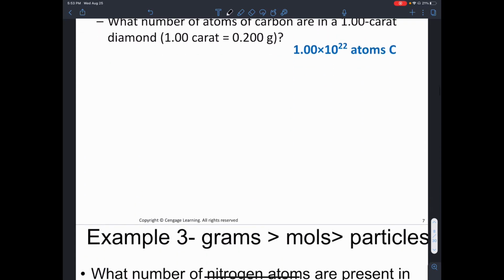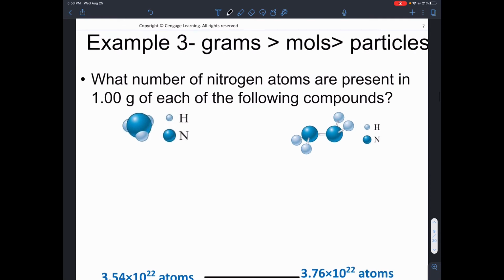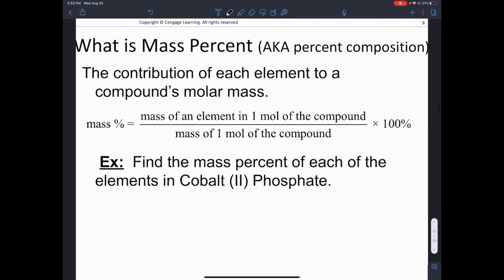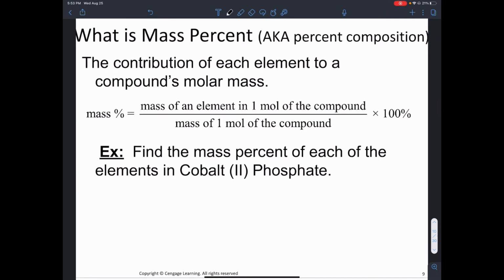I'm going to skip the second problem just for the sake of time. Feel free to practice it if you'd like. The next topic on tonight's homework is mass percent, also known as percent composition. So you know how to calculate a percent, right? To figure out what you get on a test, you put your part over the whole and multiply by 100.